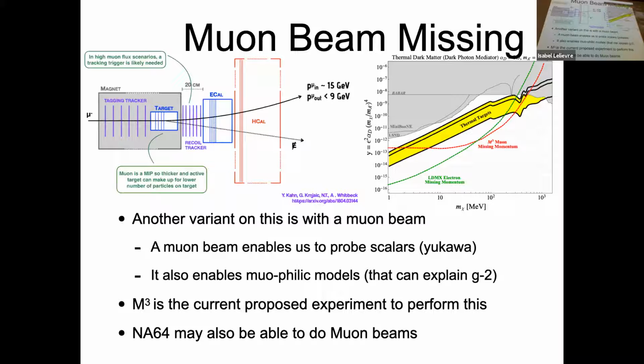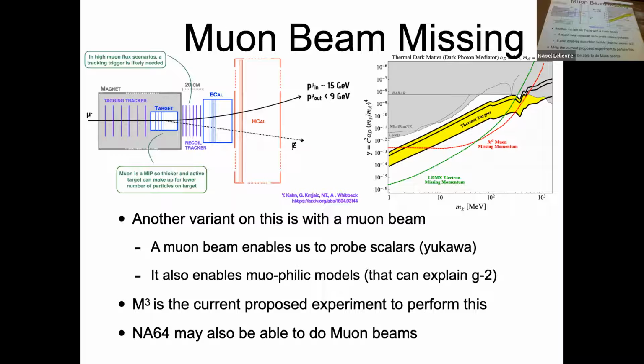I mentioned NA64 can fire a muon beam. There are other experiments looking at this as well. There's an experiment called M-cubed, muon missing momentum. The idea is basically the same as LDMX, but with a muon beam. You need to find a muon beam, then measure the muon momentum. You have a target, and then you measure the muon scatter afterwards, and you get missing energy.